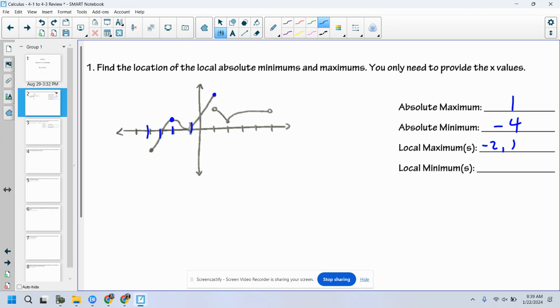Local minimum value. Local minimum value. I see one right here, and I see one right there. Yeah. So -1 and +2. Yeah. Questions about that? Okay.